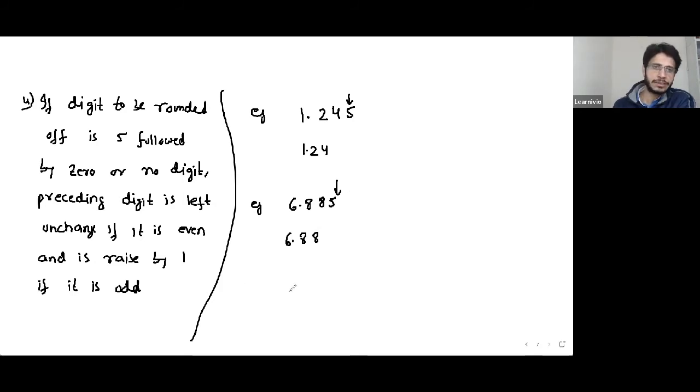Like this is 2.635. I need to round off this 5. To round off this 5, just look at the preceding digit. If the preceding digit is odd, just raise it by 1. Similarly, this is 5.375. I asked you to round off this 5. Just look at the preceding digit. This is odd, so raise it by 1.